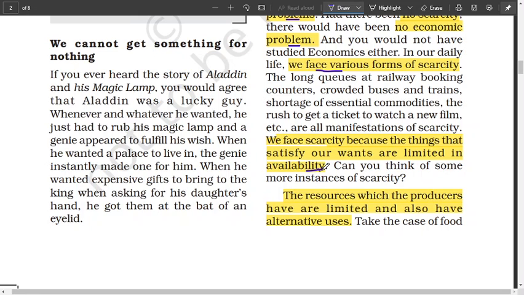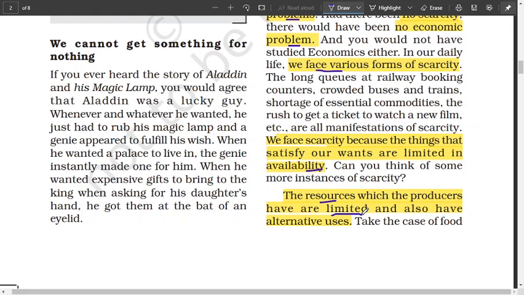The same is the case for those who produce things. It's not applicable only to us, consumers, but also to producers and sellers. Producers have to make things, and they need raw materials, resources, land, capital, and many other things. All these are limited, so the things available in the market are limited.